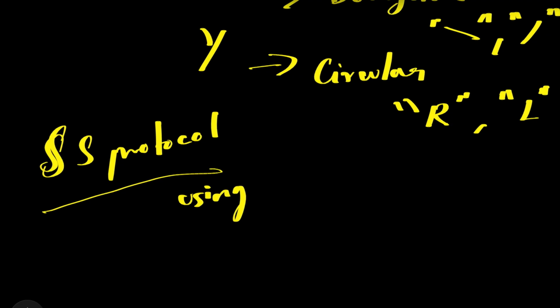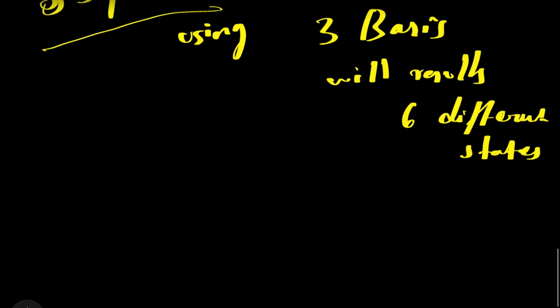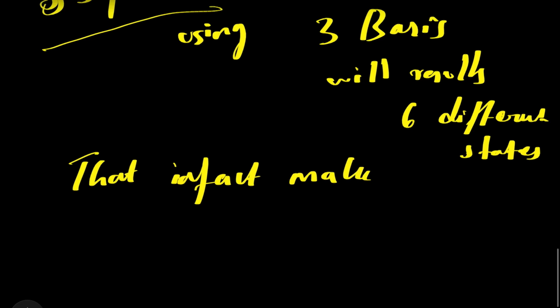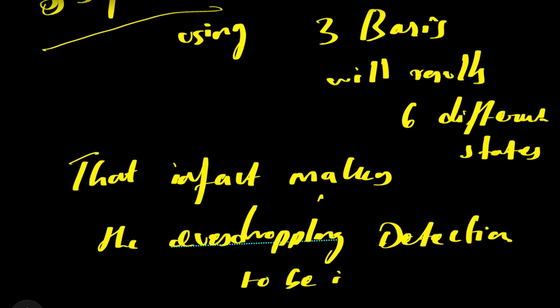using three bases will result in six different states. That in fact makes eavesdropping detection higher. So it's simple to understand, right?